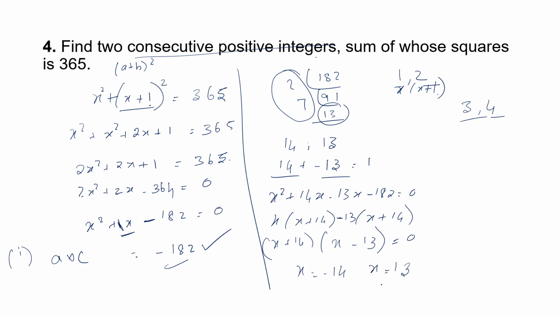So now the question is consecutive positive integers. So x is equal to 13 is the only positive integer. Here is the negative integer. So the answer is x is equal to 13. So the numbers are 13 and 14, two consecutive numbers. Okay.